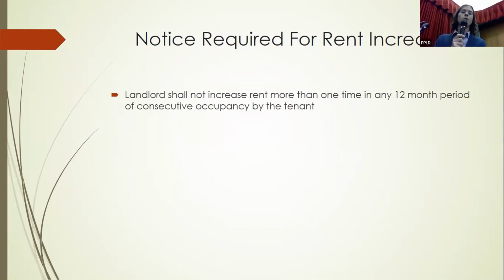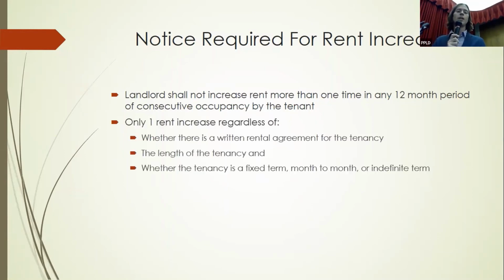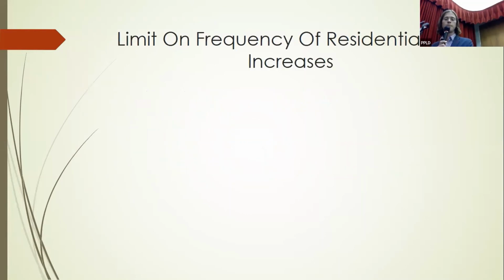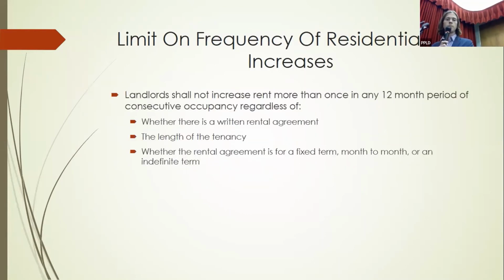So landlords are not able to increase rent more than one time in any 12-month period of consecutive occupancy by the tenant. And that's only one increase, regardless of whether there's a written agreement, the length of the tenancy, and whether the tenancy is a fixed term, month to month, or indefinite term. And that can only be done with 60 days written notice.